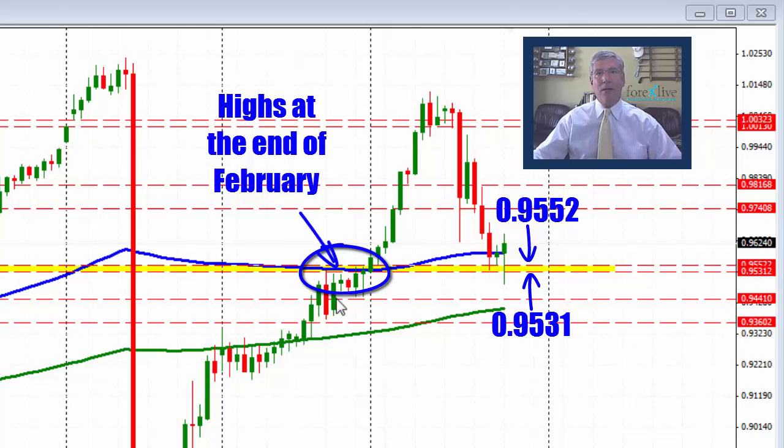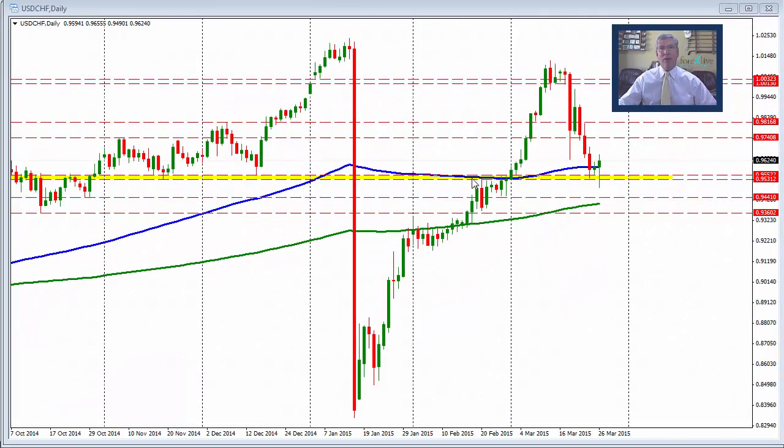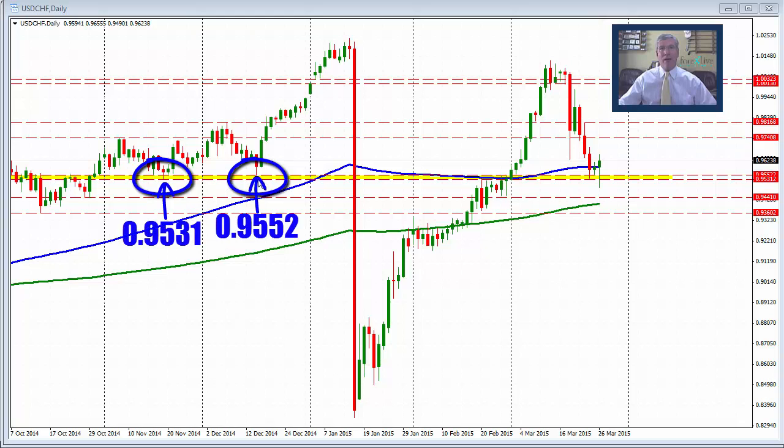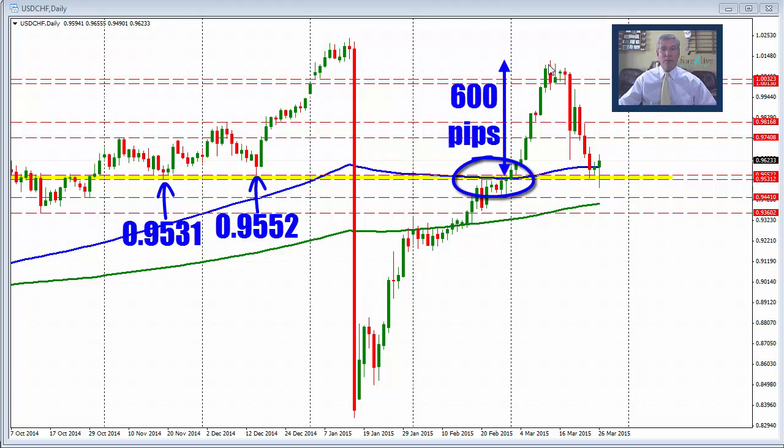Now, what else is significant about this level? If we take our cursor and go back to these lows in November and this low in December, what levels do they come in at? 95.31, 95.52. So we have these lows right here. We have the Swiss National Bank day right here. We come up to the 100-day moving average here, which is right near these lows. We find resistance. On March 2nd, we break to the upside, move 600 pips to the upside.